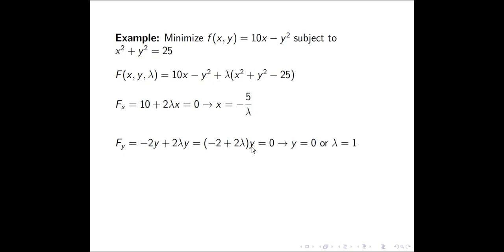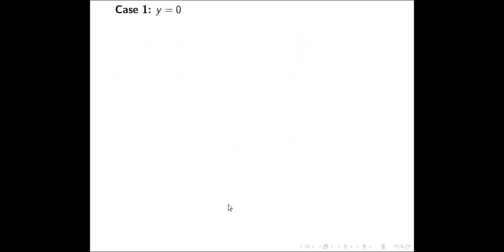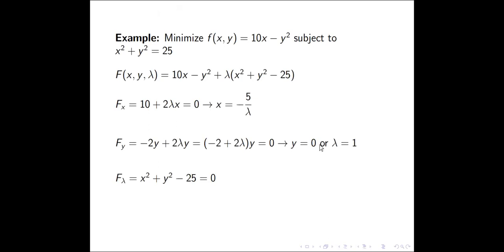Now, if we equate this factor to 0, that gives us lambda equals 1. If we equate this one to 0, that gives us y equals 0. So we will be dealing with these two cases after. Let's first get the partial with respect to lambda, and that's the constraint, equal to 0, getting this one again. Case 1, y equals 0, then we will do case 2 here, lambda equals 1.